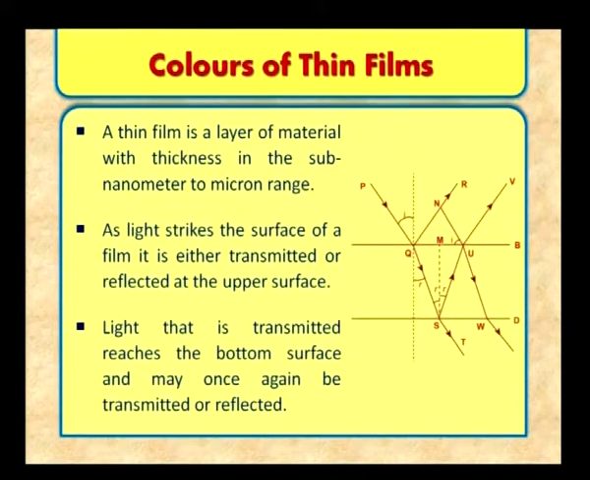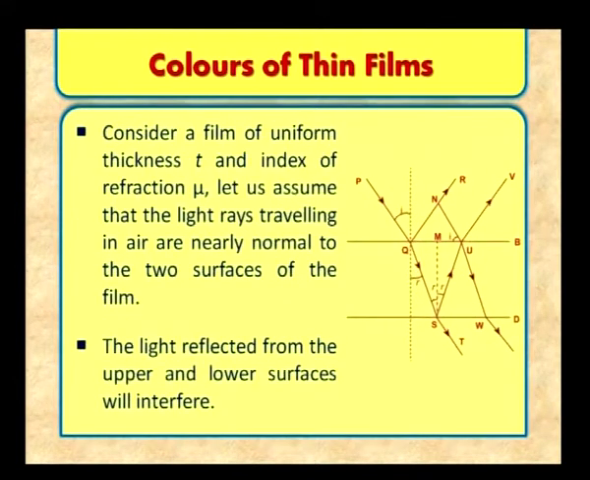Light that is transmitted reaches the bottom surface and may once again be transmitted or reflected, so there will be partial transmission. We are not concerned about this transmitted ray, but we are concerned about the reflected rays QR and UV, and how they will give rise to either constructive or destructive interference, which depends upon the path difference between the two light rays.